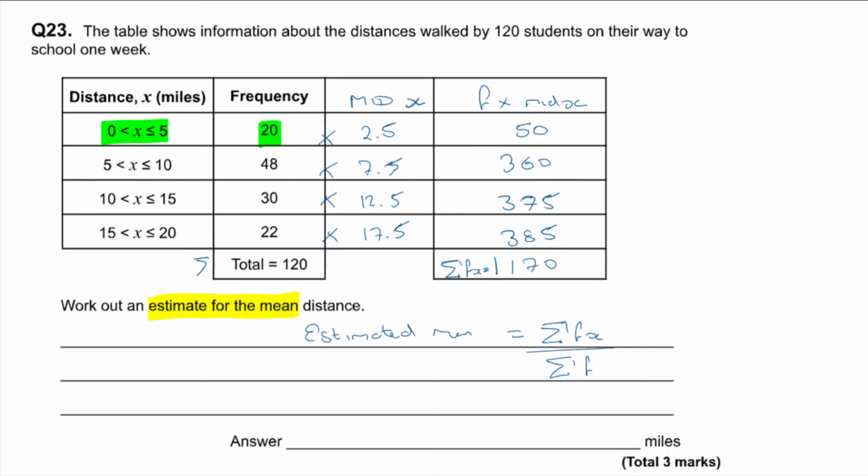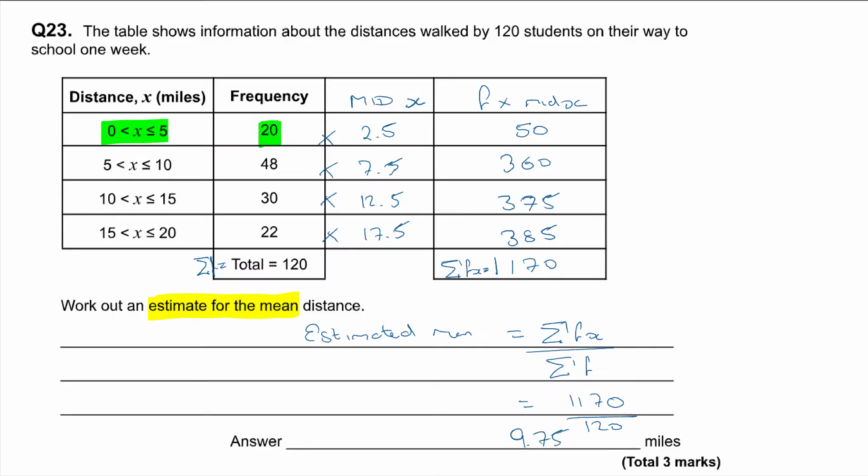Sigma has a real meaning, kids. It doesn't mean what you think it means. It's a Greek letter. Come on. So sigma f is equal to 120. So that's 1170 divided by 120. What's that then? 1170 divided by 120 comes to 9.75.